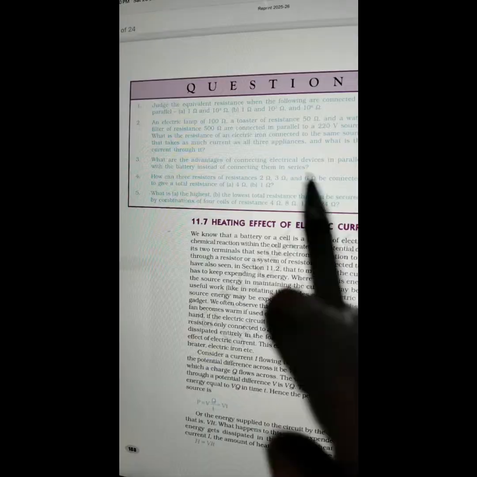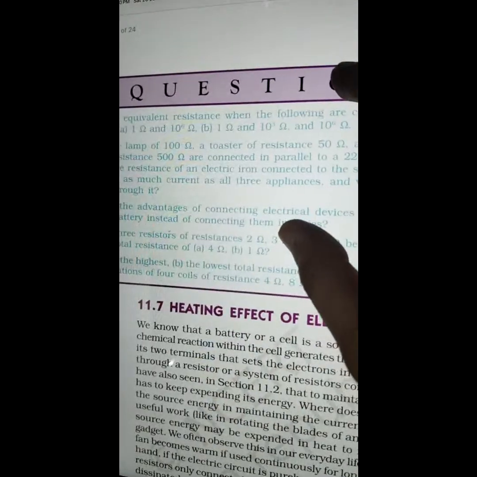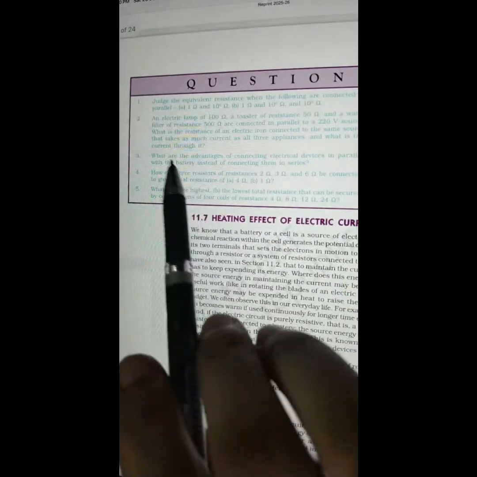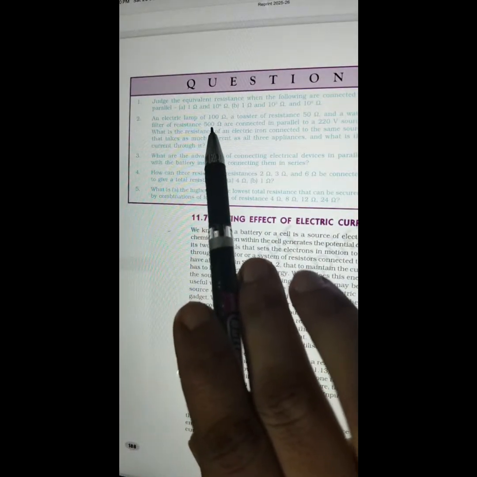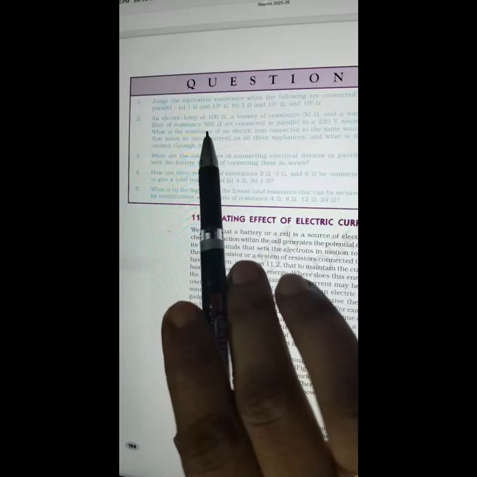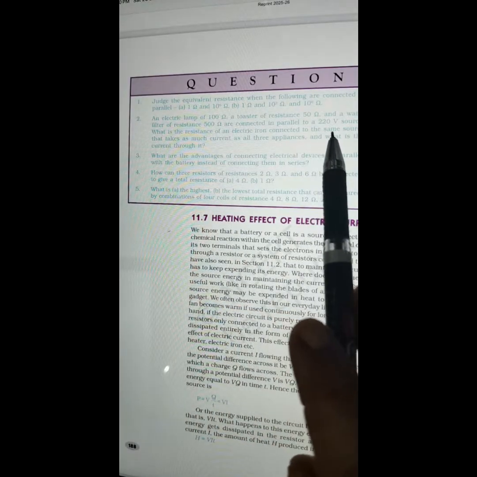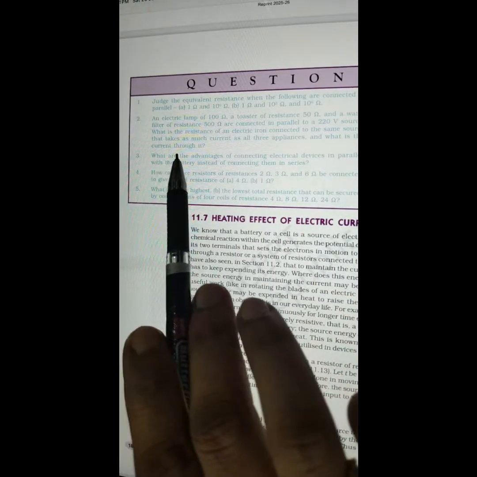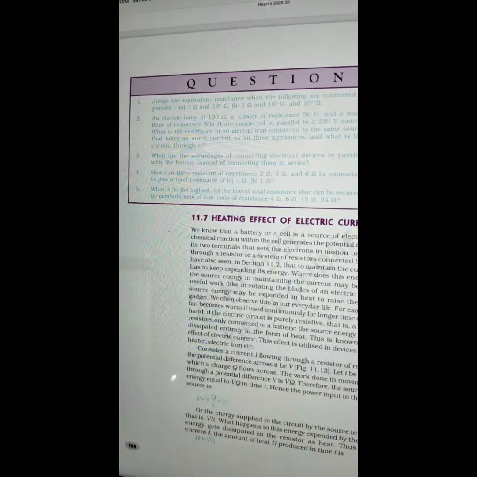We have in-text questions now. 1. Judge the equivalent resistance when the following are connected in parallel. A, 1 ohm and 10 to the power 6 ohm. B, 1 ohm and 10 to the power 3 ohm and 10 to the power 6 ohm. 2. An electric lamp of 100 ohm, a toaster of resistance 50 ohm, and a water filter of resistance 500 ohm are connected in parallel to a 220 volt source. What is the resistance of an electric iron connected to the same source that takes as much current as all three appliances, and what is the current through it?